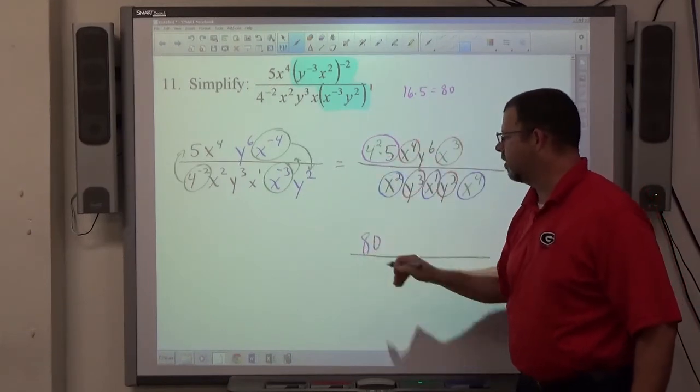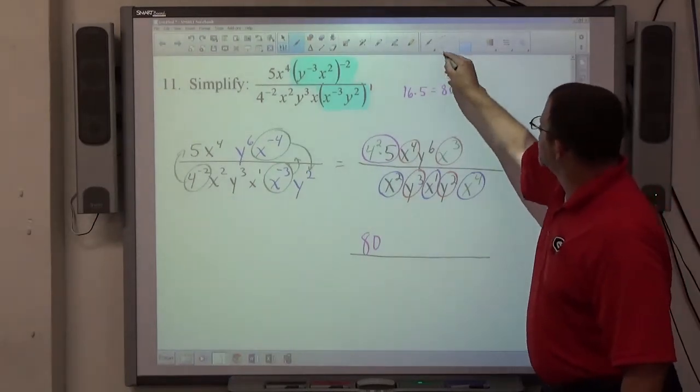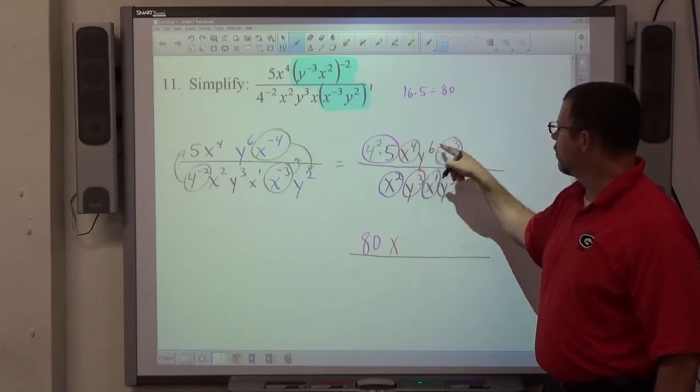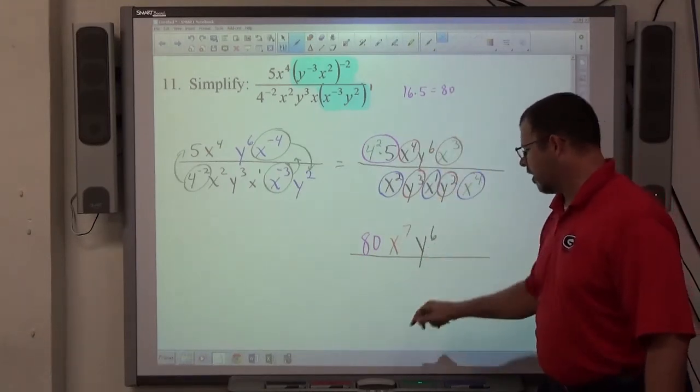That's the numerical value. Again, evaluate to the extent you can. Looking at the x's, I got x and x. The rule says to add powers when I multiply x's. 4 plus 3 is 7. I've got a y to the 6th that's not doing anything right now, so I'm just bringing it along to the right.